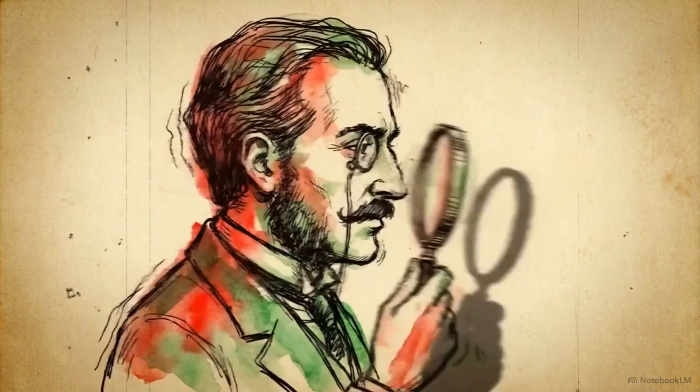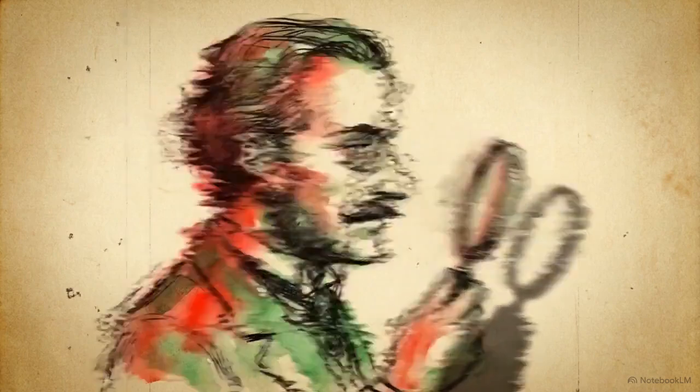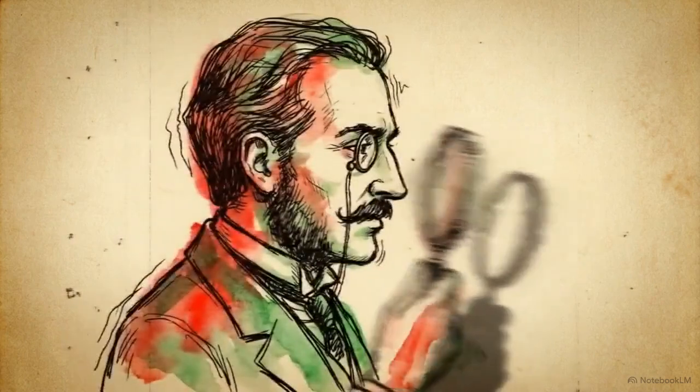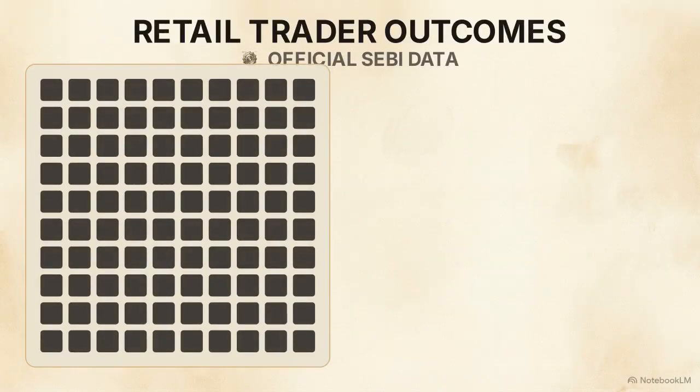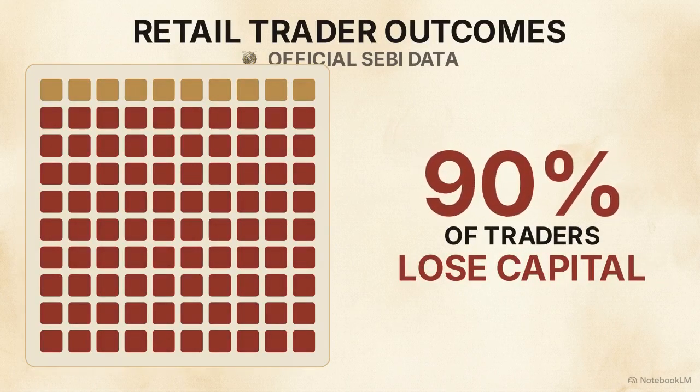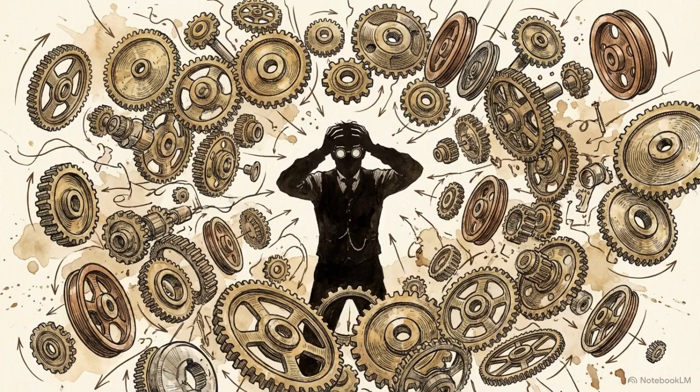Artificial time pressure unnaturally accelerates your decision-making, and that forced speed inevitably generates catastrophic emotional panic. The data proves this structural flaw. This chart visualizes the official data published by SEBI. It shows that an overwhelming 90% of intraday traders lose their capital. That 90% failure rate is no coincidence.